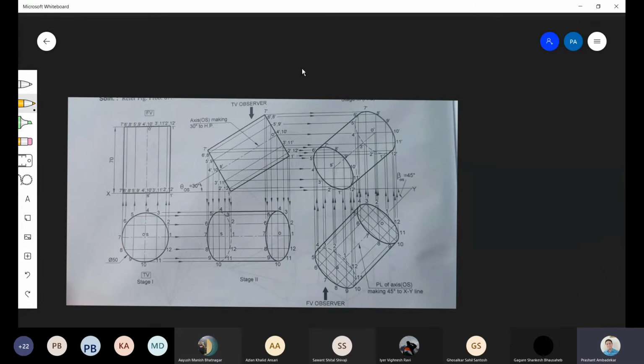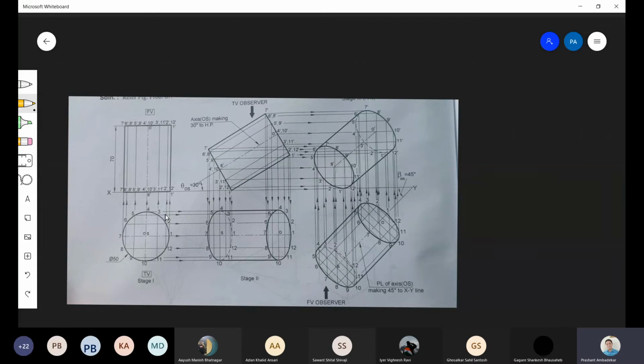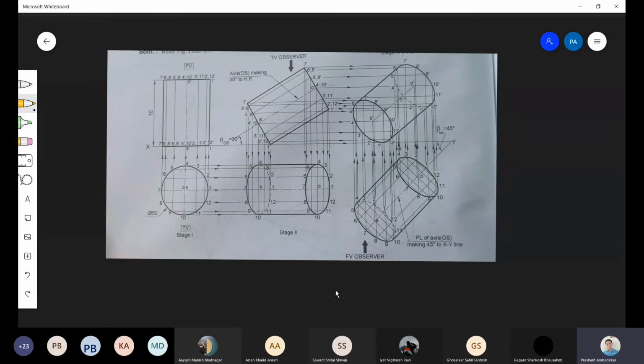So if you know how to draw, then you can get this correct. But if you don't know the basic rules, which view will be seen in front view, what will be seen in top view, then you may not get this correct. So you can take a screenshot of this, a few of the points here.